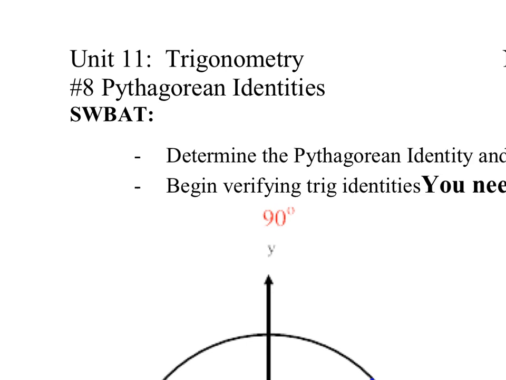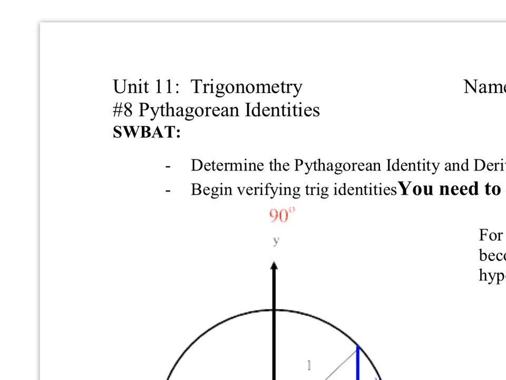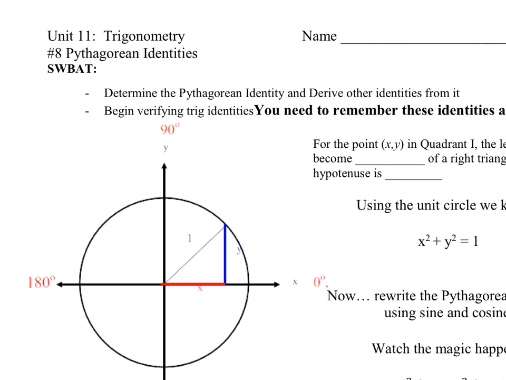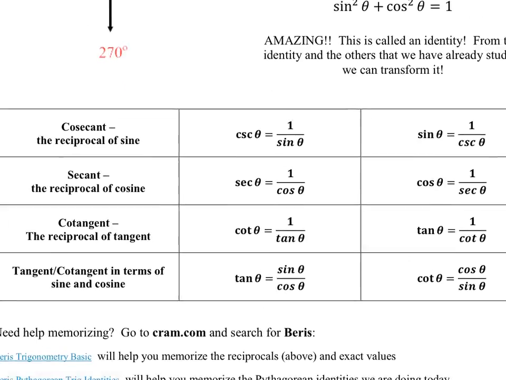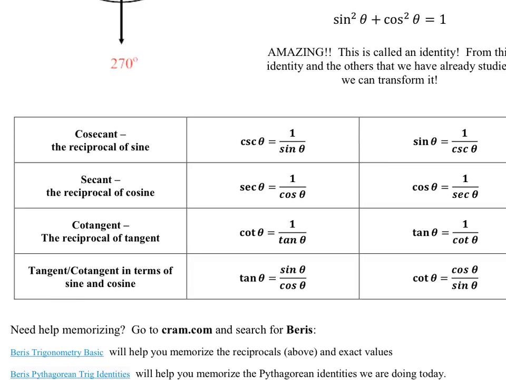Pythagorean identities. This is the start of learning how to write one trig function in terms of another. We've done a bunch of trig identities already, and they're down here. So we can write, for example, cosecant in terms of sine. Cosecant is 1 over sine. Sine is 1 over cosecant. Now you can square those, you can cube them, and it would be cosecant squared is equal to 1 over sine squared. So these are all different ways we can use these things.